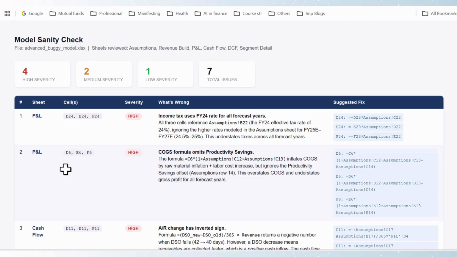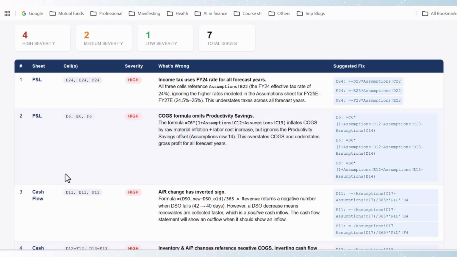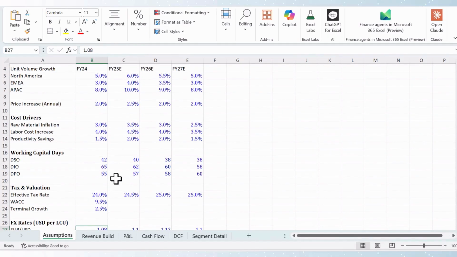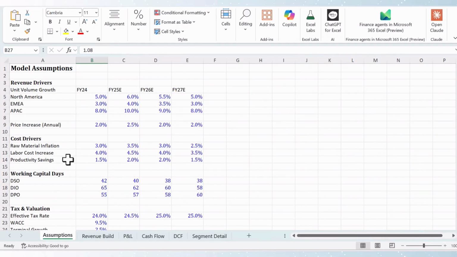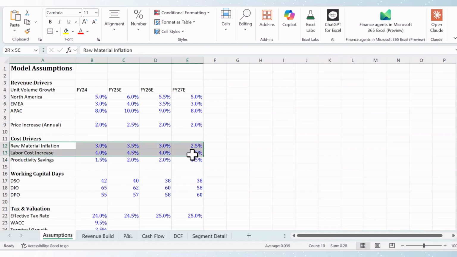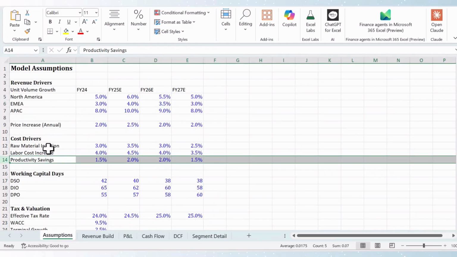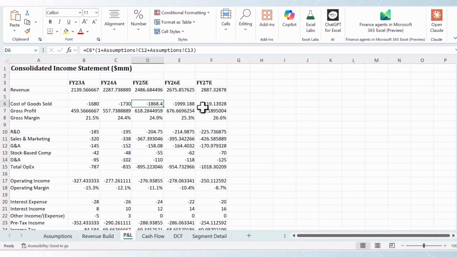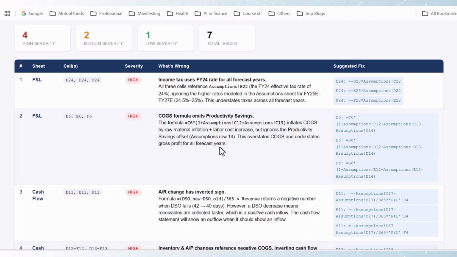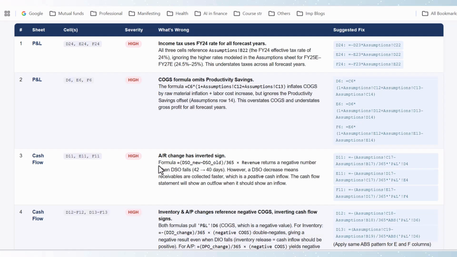Okay, it does sometimes happen when we don't reference with the due care. P&L tab again, D6. Okay, it is saying in the assumption tabs where we have certain adjustments for the COGS built in, it has not considered this productivity savings into the COGS and just the raw material and labor cost changes, which has overstated COGS and understated gross profit.